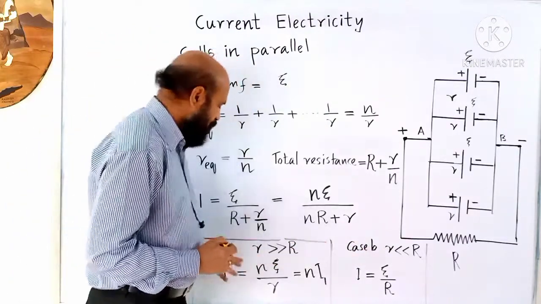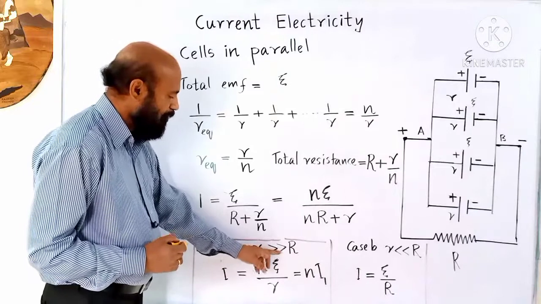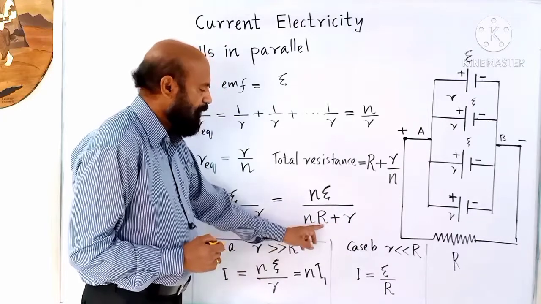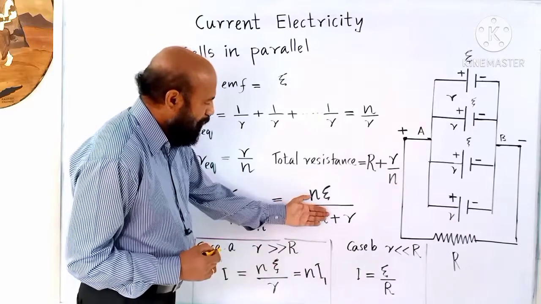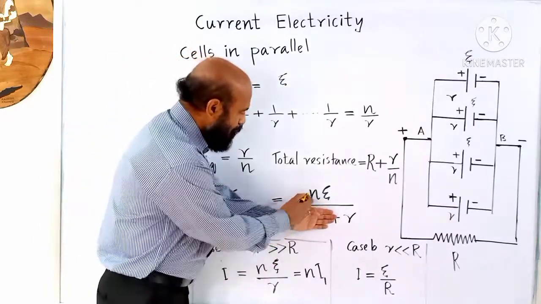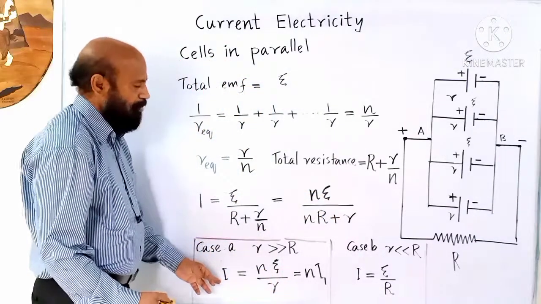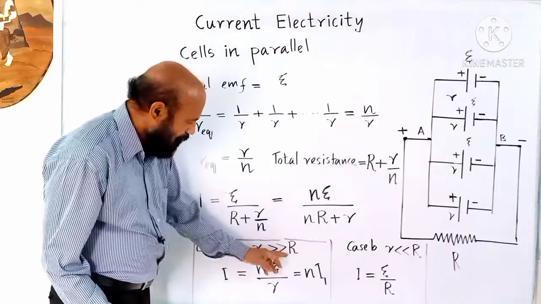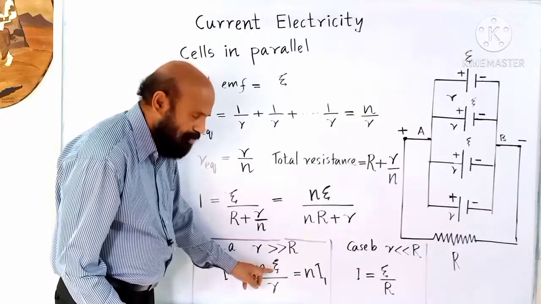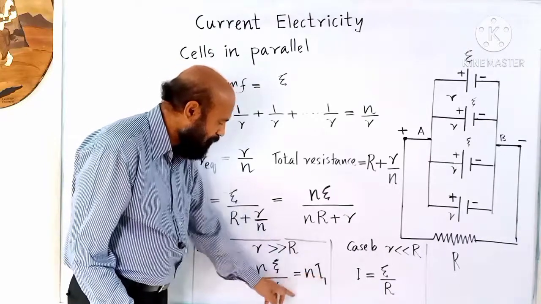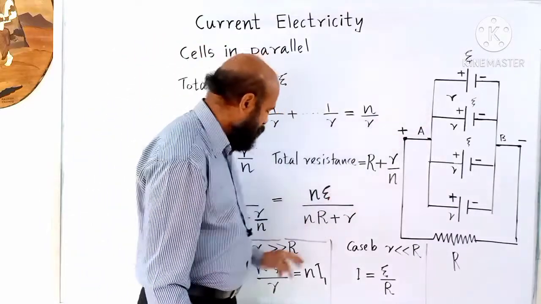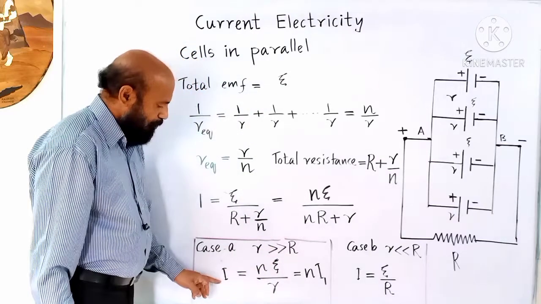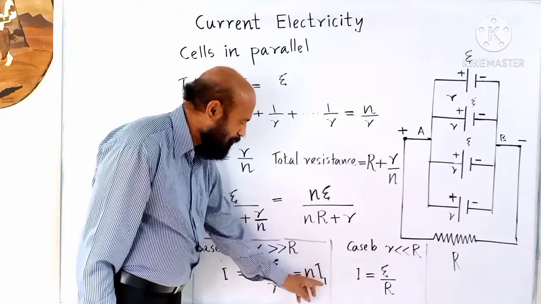Now there are two cases. Case A, when internal resistance is very much greater than external resistance. Here small r is very much greater than the external resistance, so capital R can be neglected. So the current is N psi by r. Then when capital R is negligible, psi by r is I1, that is current due to a single cell. Current due to single cell is psi by r when capital R is negligible. So the current is N times the current due to single cell.